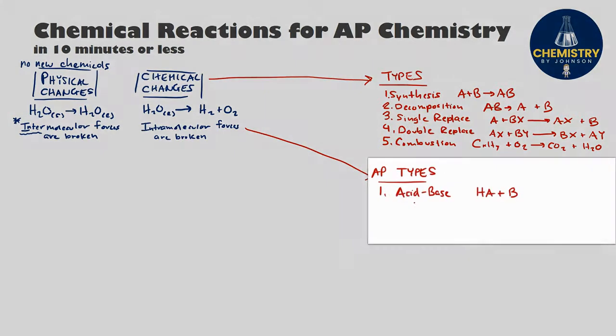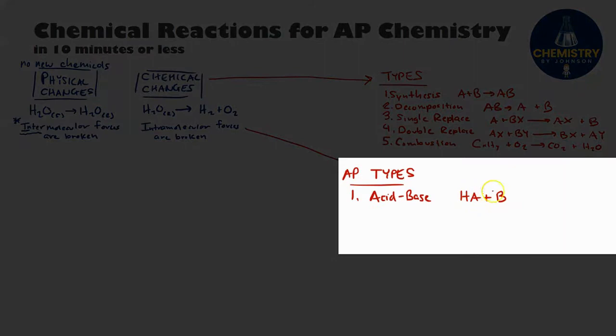These include acid-base reactions, where an acid and a base react together, and according to the Bronsted-Lowry definition, that acid will transfer a H+ ion or a proton to the base, leaving me with A-, or what is called the conjugate base, and then HB+, or what is called the conjugate acid.